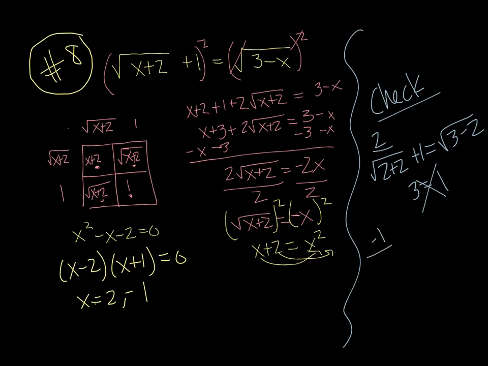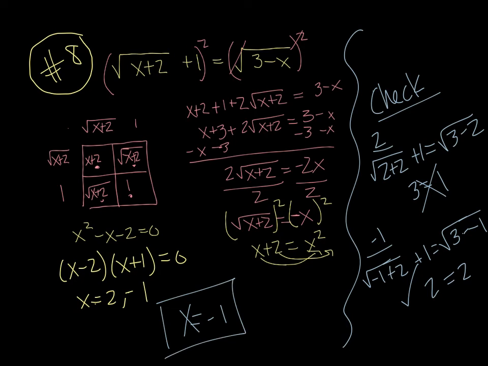So now let's plug in negative 1. The square root of negative 1 plus 2, and then plus 1, equals the square root of 3 minus negative 1. Minus negative is like a plus, so the square root of 4 is 2. The square root of 1 is 1. 1 plus 1 is 2. So that one does check out. So x equals negative 1 is our only solution here.